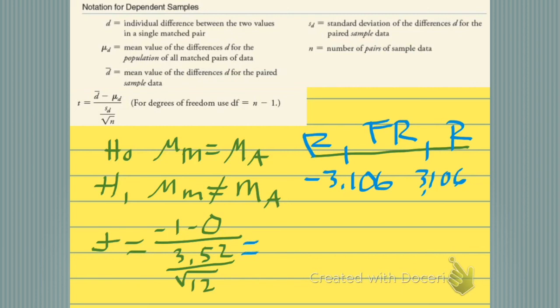And what did our t-value turn out to be? Negative 0.984. Are you sure you put that in there right? Yes, sir. Well, this says we fail to reject, and our confidence interval says that we reject. Something went awry.